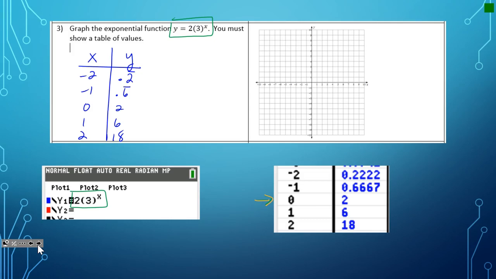So I'm going to graph left 2 up 0.2, left 1 up 0.6, 0, 2, 1, 6. And then, like I said, I'm going to leave the other point, 2, 18, I'm just going to leave that off of our graph because I get a good enough idea of what this graph looks like without using it.